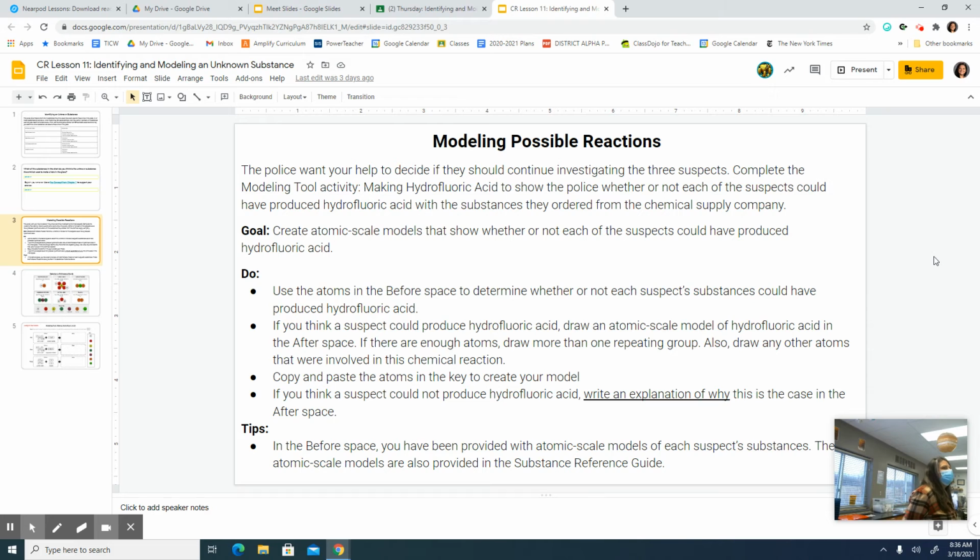So your goal is to create the models. You're going to use the atoms in the before space to determine whether or not each suspect's substances could have produced the acid. If you think a suspect could produce the acid, draw the atomic scale model of the hydrofluoric acid in the after space.